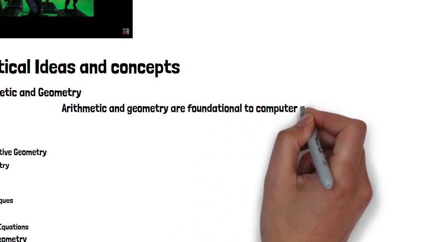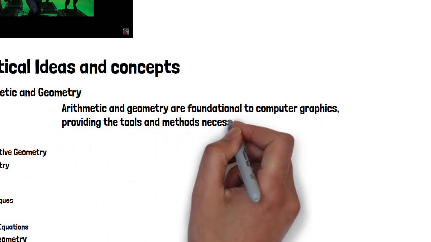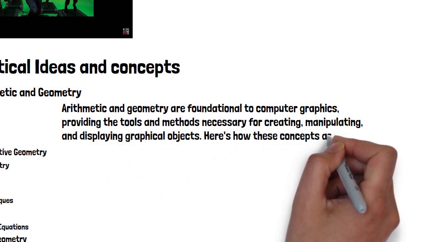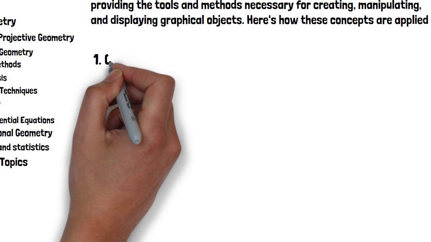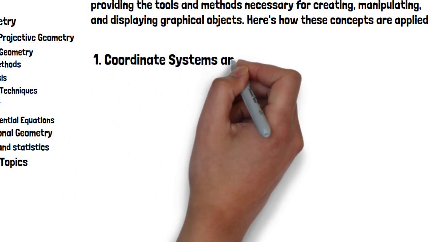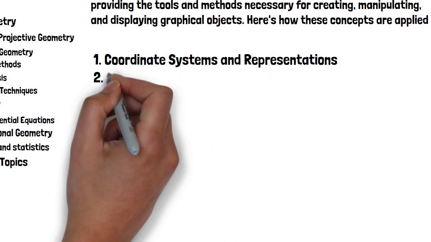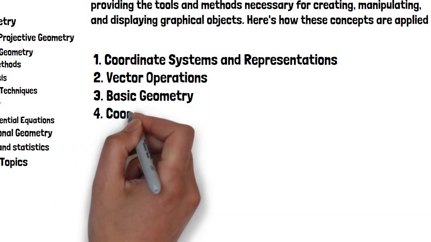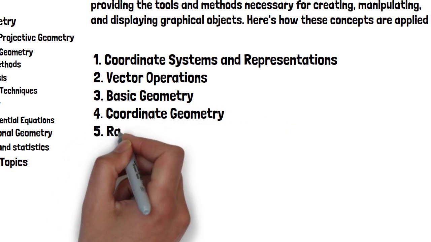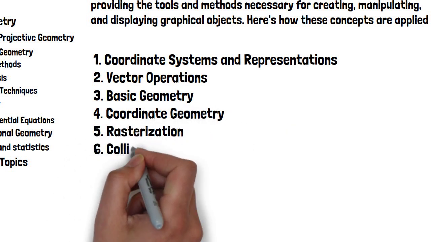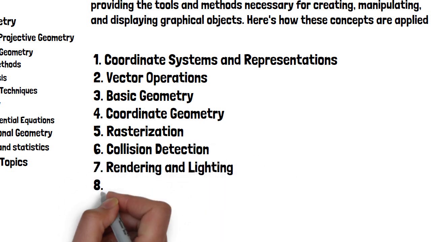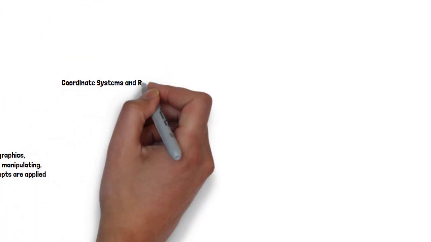Arithmetic and geometry are foundational to computer graphics, providing the tools and methods necessary for creating, manipulating, and displaying graphical objects. Let's see the ways in which these concepts are used in computer graphics. The first one is coordinate systems and representations, then vector operations, basic geometry, coordinate geometry, rasterization, collision detection, rendering and lighting, and animation.